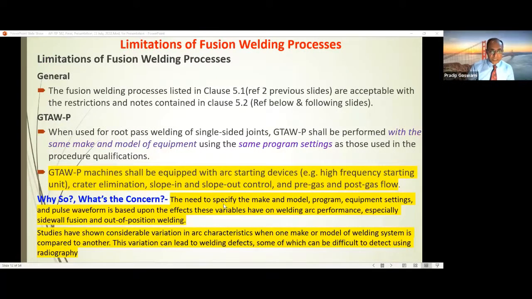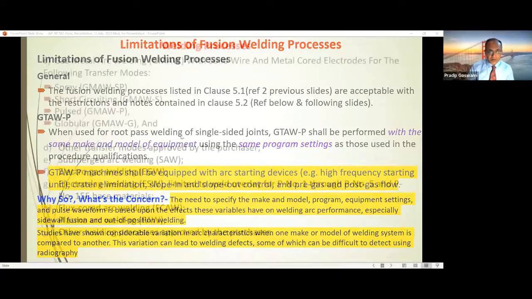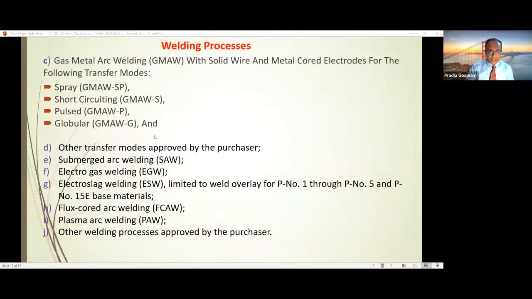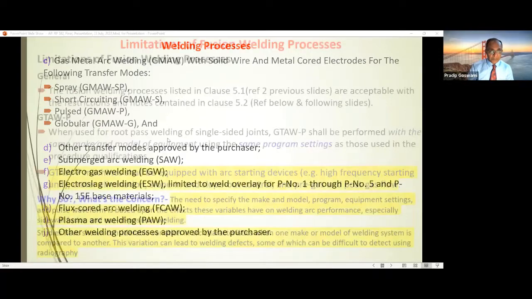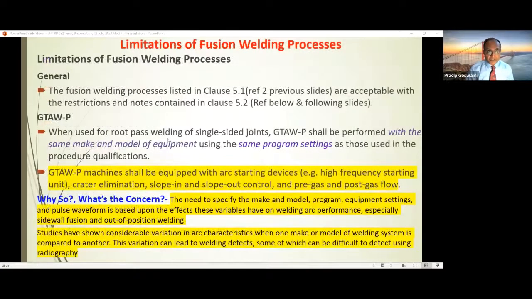Generally speaking, this particular RP tries to address or recognize the applicability of all commonly applied welding processes. Now, limitations of fusion welding processes. It specifies that the fusion welding processes listed in the previous slides are acceptable, with certain restrictions as and when needed.